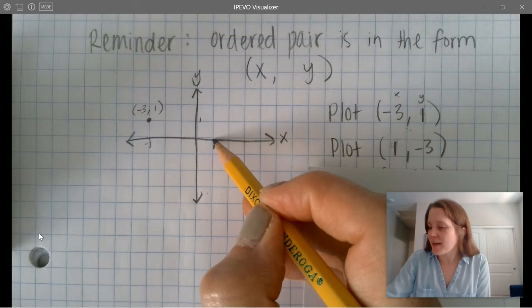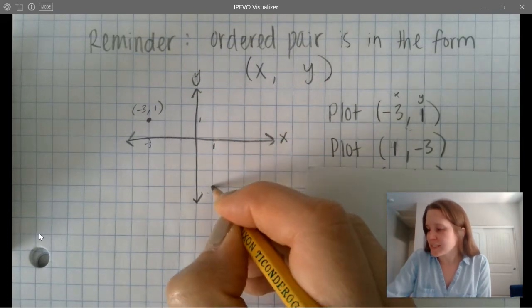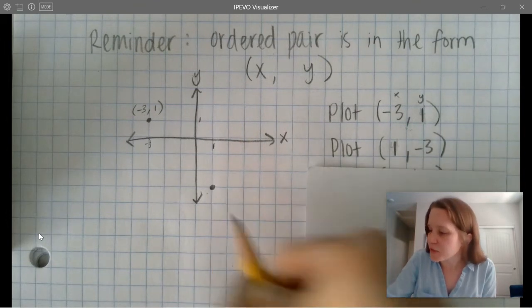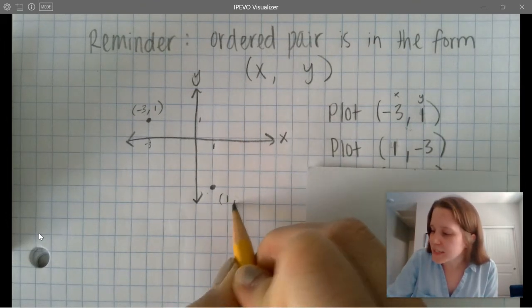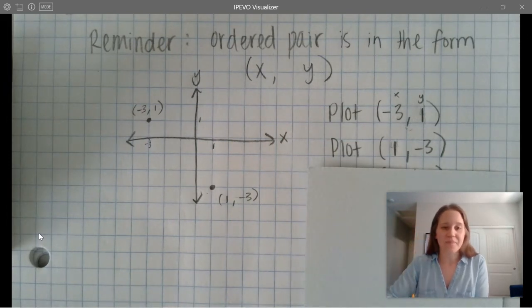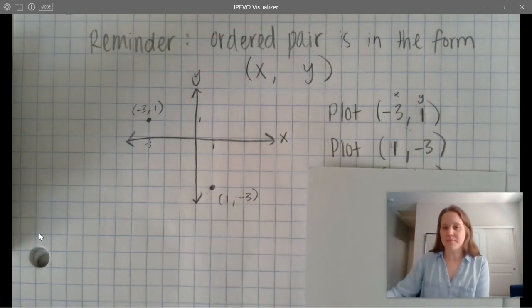Down, because it's a negative value. So down 1, 2, 3 spaces. Here is the point. Go ahead and label it with its ordered pair. If you need to pause the video to fix your work, if you made a mistake, go ahead and do that now. So this is all the way down in quadrant 4.